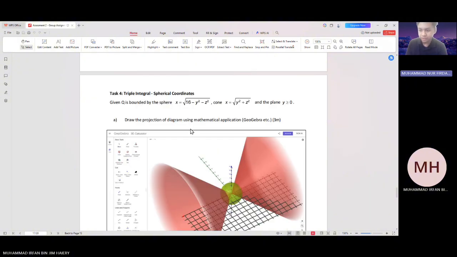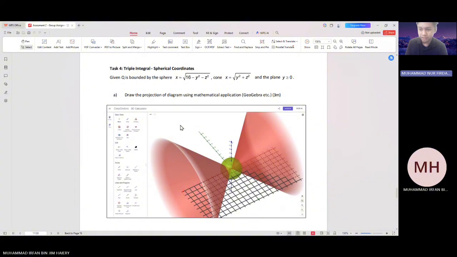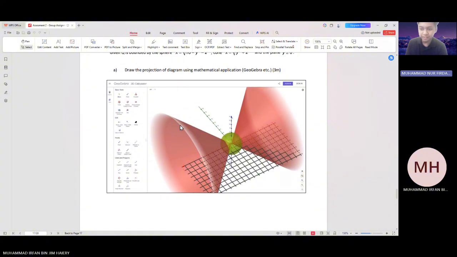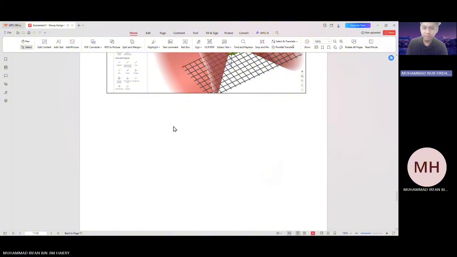For task 4, this is spherical coordinates. This is our diagram for question A. Next, I will explain task 4. For this equation, we solve the triple integral using spherical coordinates. The coordinate transformations are x equal to rho sin phi cos theta, y equal to rho sin phi sin theta, and z equal to rho cos phi. The volume element is rho squared sin phi d rho d phi d theta.